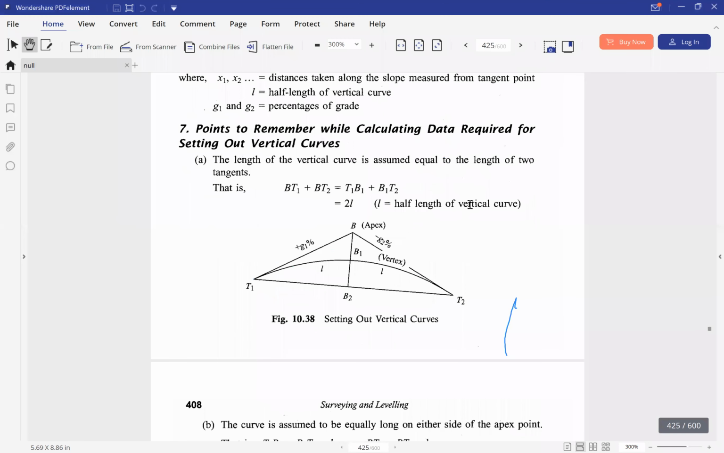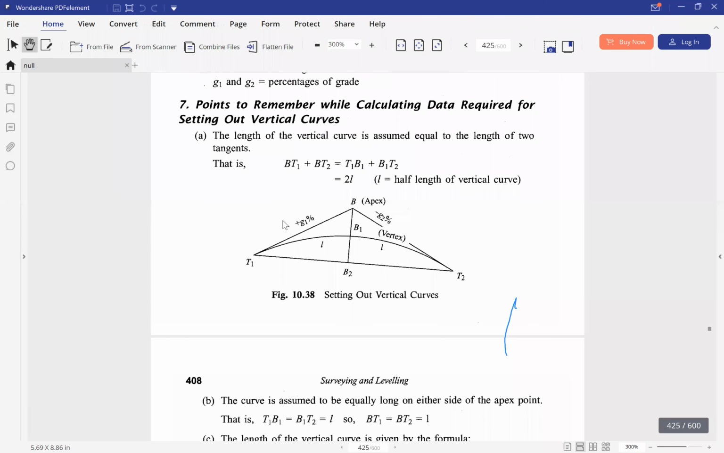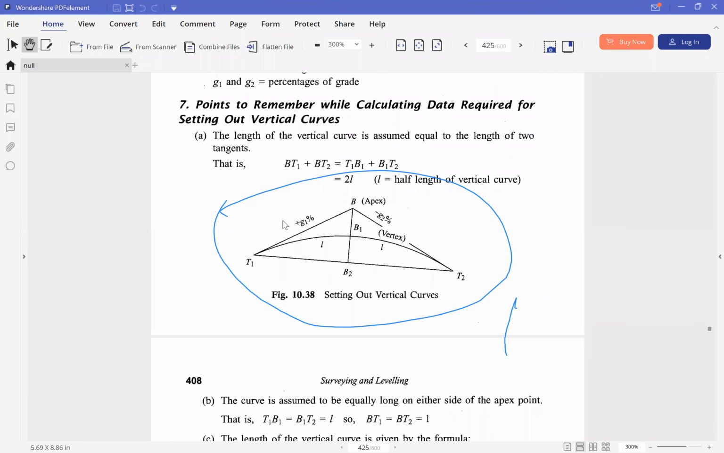The first point is that the length of the vertical curve is assumed to be equal to the length of the two tangents. That is, if you see this figure over here, this length T1B is equal to T1B1. Similarly, T2B is equal to B1T2. So he is suggesting that the length of the vertical curve is assumed equal to the length of the two tangents, right?